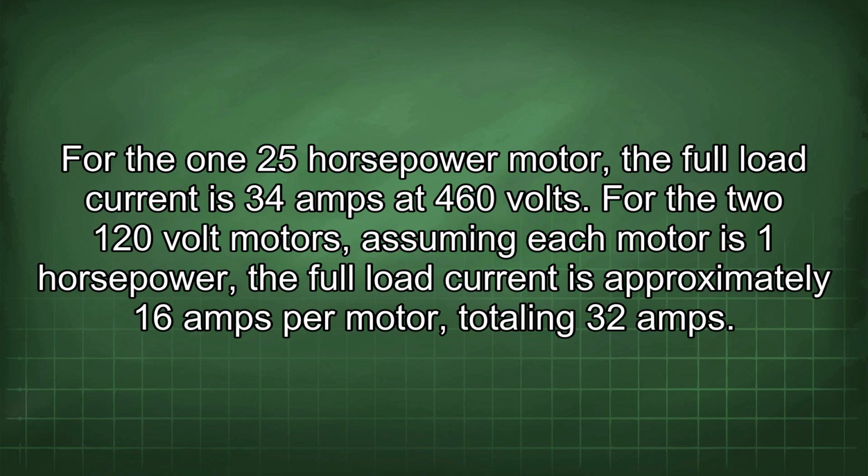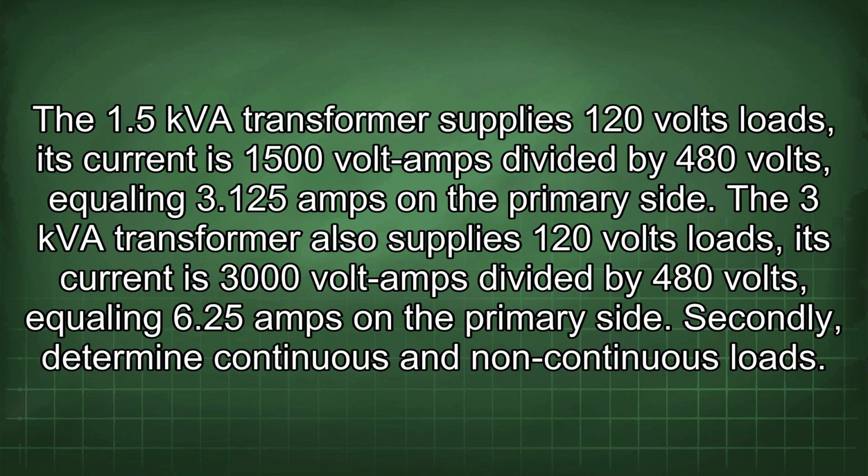For the 2 120-volt motors, assuming each motor is 1 horsepower, the full load current is approximately 16 amps per motor, totaling 32 amps. The 1.5 kVA transformer supplies 120 volts loads. Its current is 1500 volt amps divided by 480 volts, equaling 3.125 amps on the primary side. The 3 kVA transformer also supplies 120 volts loads. Its current is 3000 volt amps divided by 480 volts, equaling 6.25 amps on the primary side.